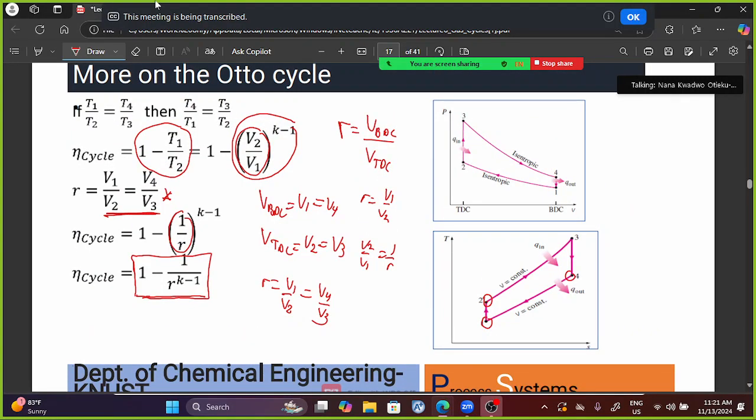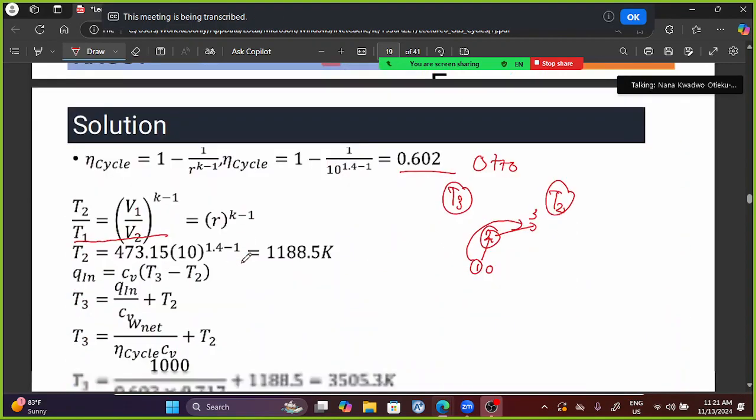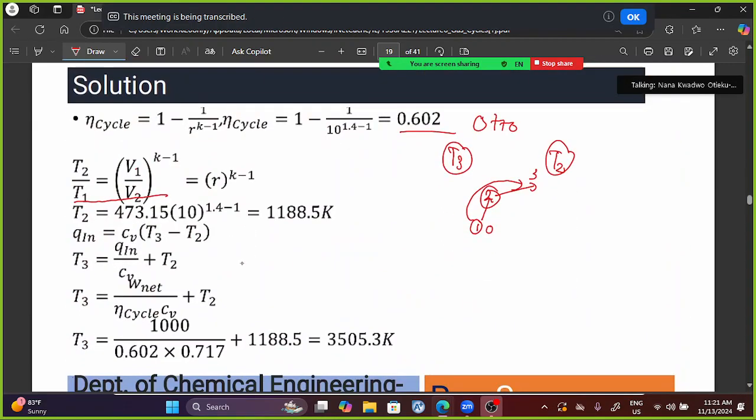So as I was saying, we can have T2 over T1 to be this expression, and V1 over V2 is r, right? So it means that I can just say T2 is equal to T1 r to the power k minus 1. So that's what we see over here.